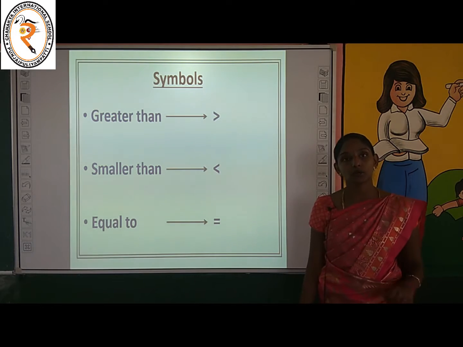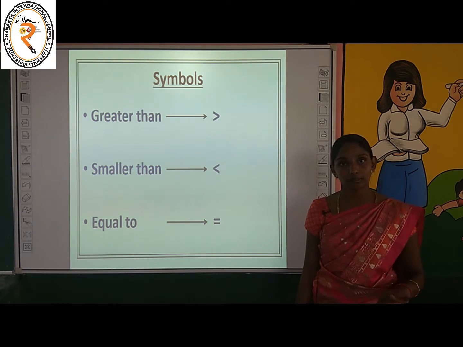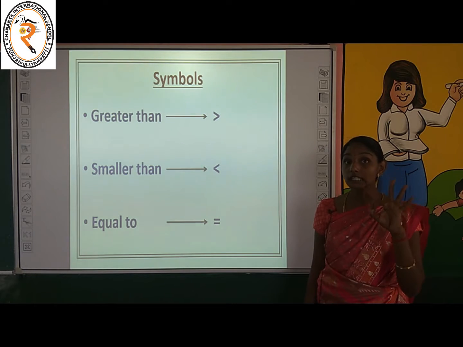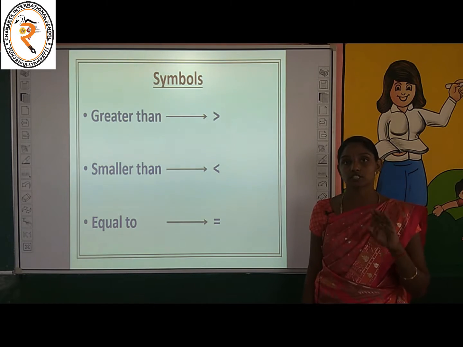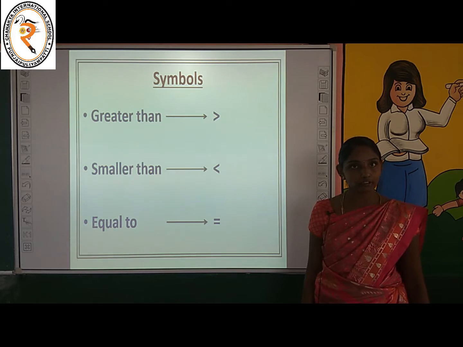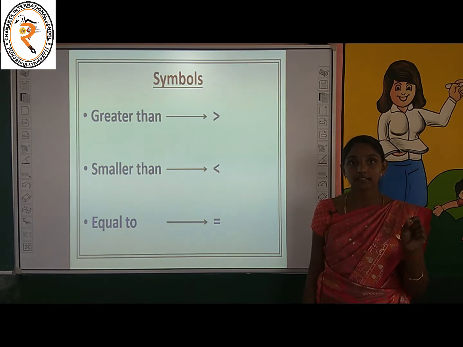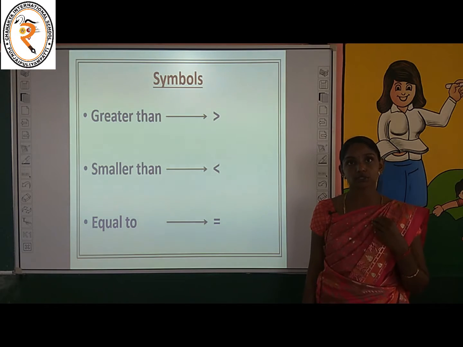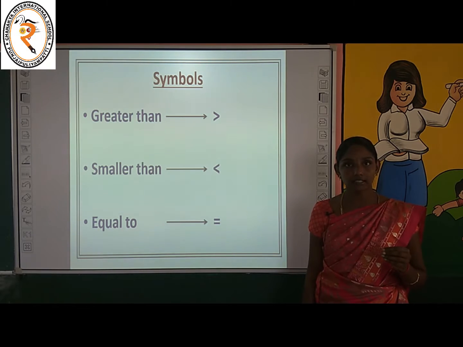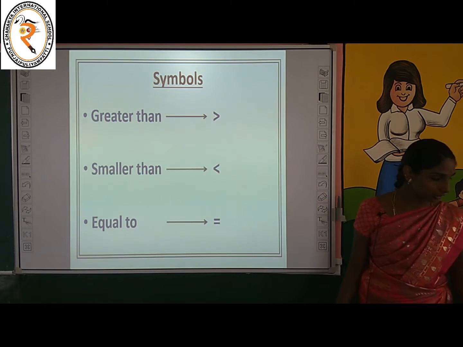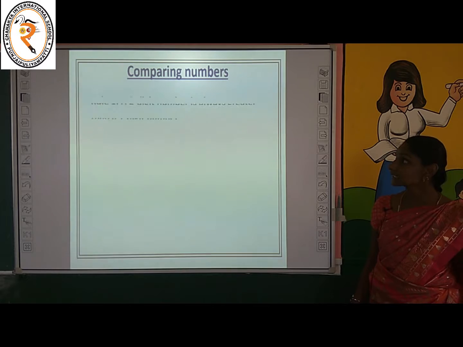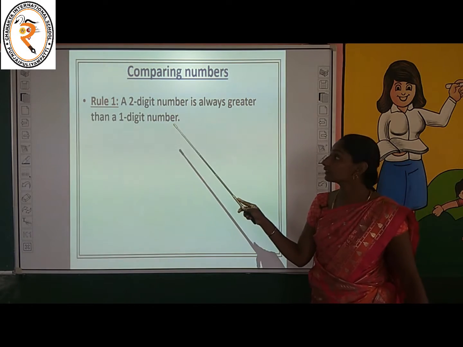And one more thing, children, do you all remember we have learnt three important rules for comparing numbers? Those three rules help us to compare and get the answer very easily. Let us recall one by one with examples. Let's see rule 1.